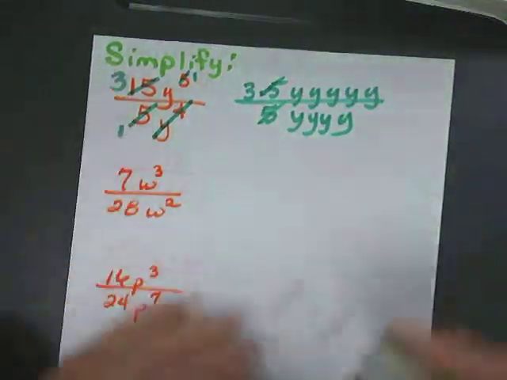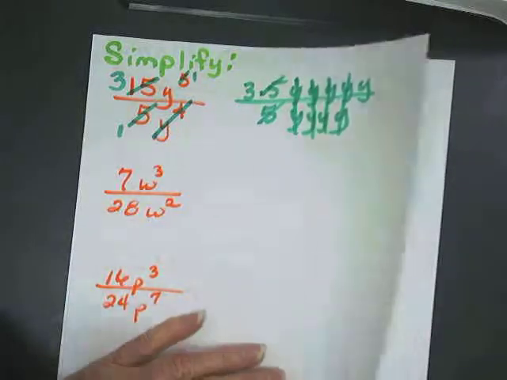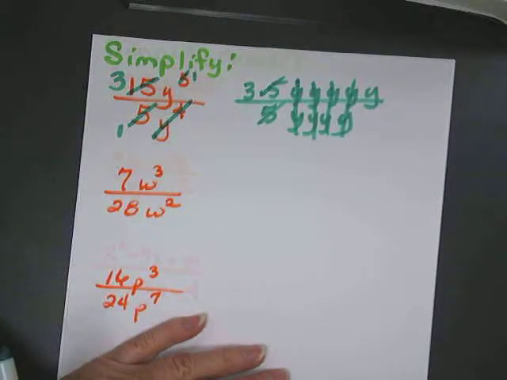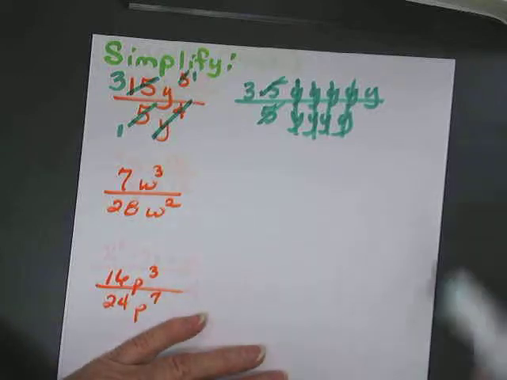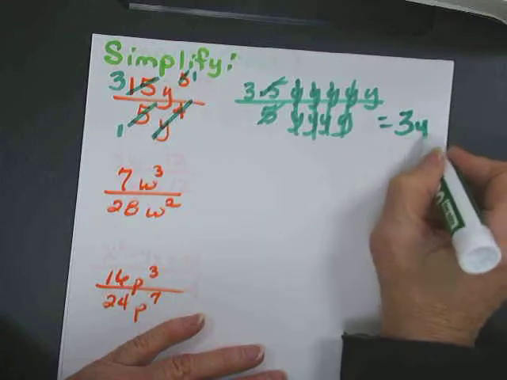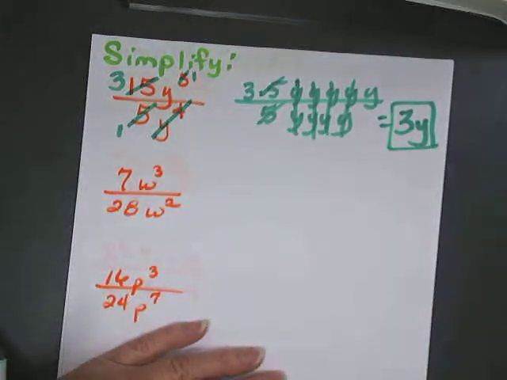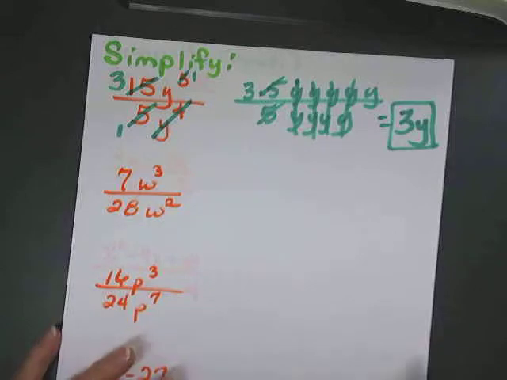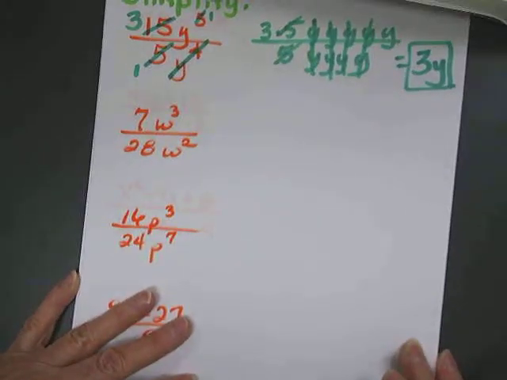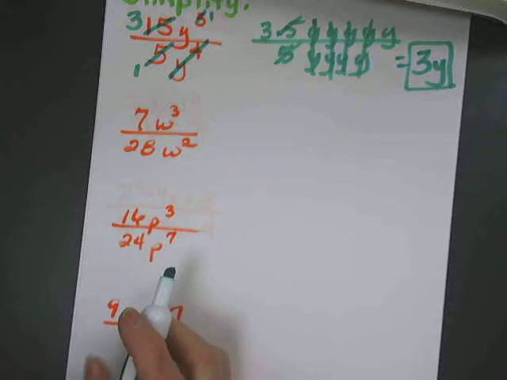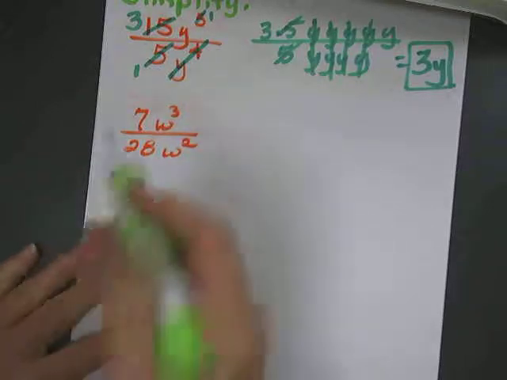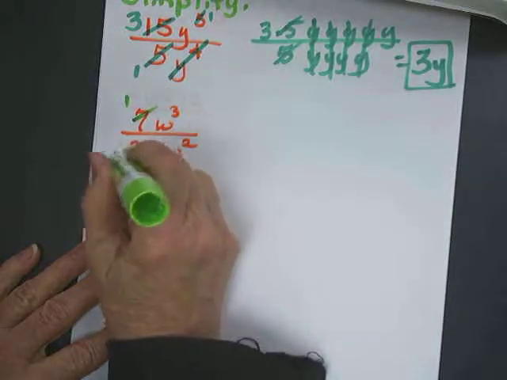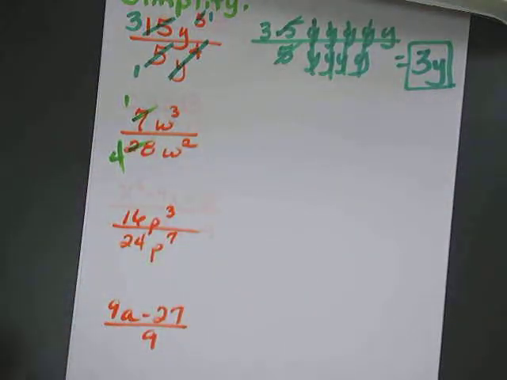So you could actually look at this as 3 times 5 y's. This is 5 and 4 y's. So we get rid of 5 by dividing by 5. We get rid of 4 y's. So all that leaves us with, on top, is a 3 and a y. On the bottom we have 1, but you don't need that. So this just simplifies to 3y. That's 3y over 1, which is 3y.